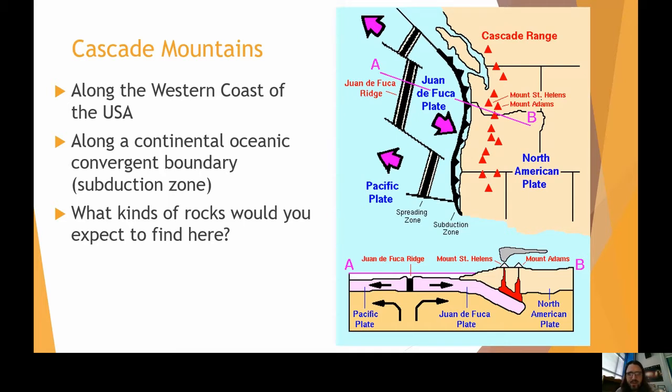And so the sorts of rocks that we would expect to find would be things that would be erupting from this volcano. So what kinds of rocks would you expect to find in this continental volcanic range? What do you think? Of the previous 11 that we've discussed, what might you find there?